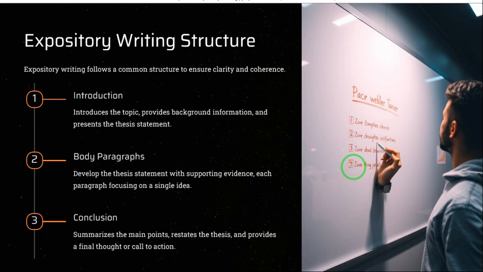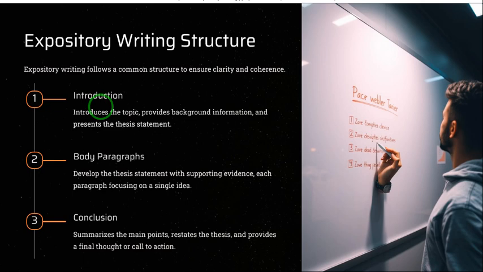Expository writing structure, same as any essay. The expository essay has an introduction, body paragraphs, depending on how much we want to expand our explanation, and a conclusion. As usual, in the introduction, we must have a hook that grabs the attention of the reader. This hook can be a question, a short anecdote, or a certain quote or fact. Then we have to provide background information, and finally, the thesis statement.